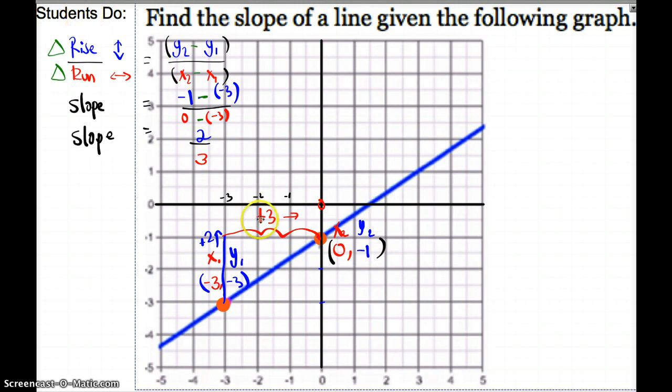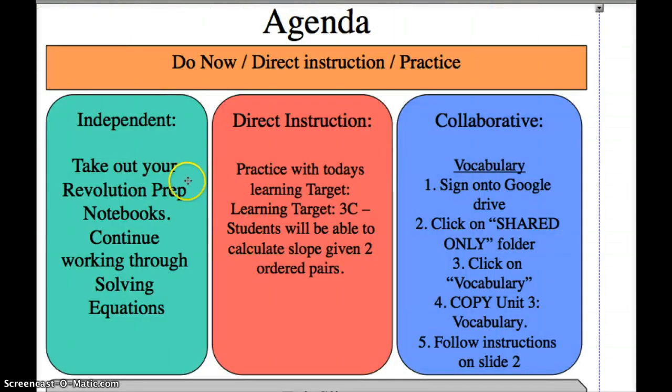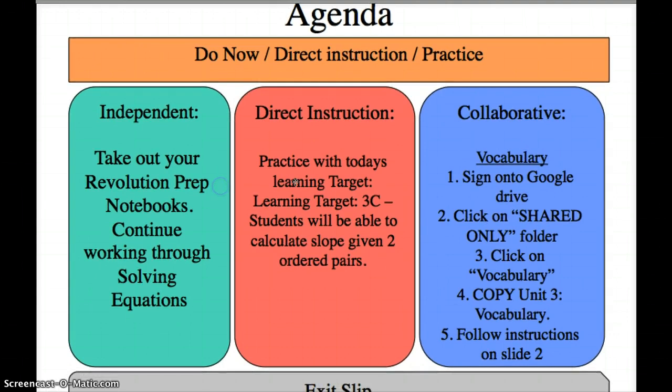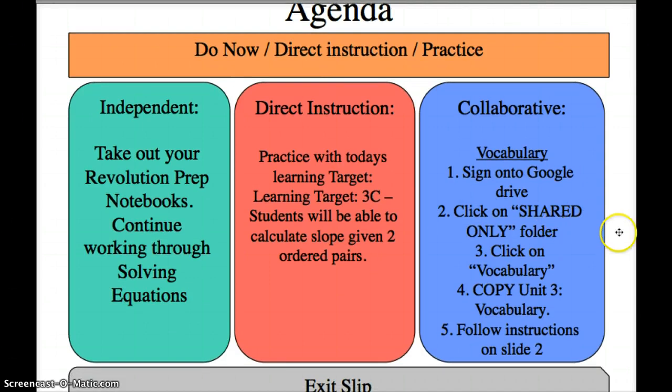Once you're finished with your notes, watching the video, depending on where you're sitting, work on the items listed here. Independent group, your Revolution Prep notebook, direct instruction, flip your paper over, work on the back assignments. If you're collaborative, work on your vocabulary, use those words on a regular basis. So those should be absolutely perfect. Add them to your Quizlet that you've already made. Also make sure that you have a whiteboard around and a marker. We're going to get some practice done in just a second.